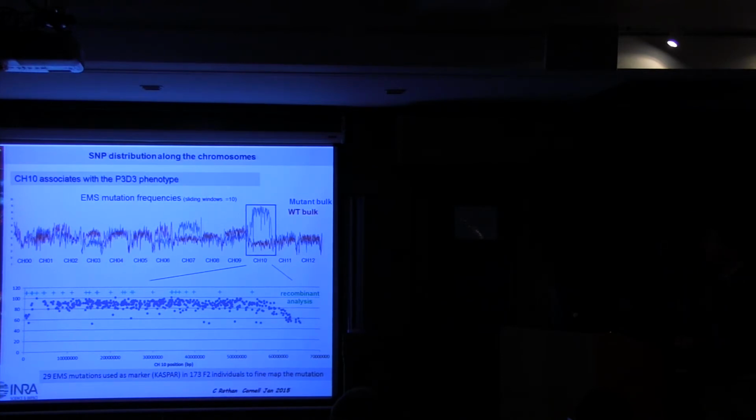And this is what we get after sequencing. We did whole genome sequencing, 30 to 40x coverage. These are the different chromosomes that do not carry the mutation. You can see the sliding windows for EMS mutations. You can see that the curves are almost at the same level in the case of the mutant and wild type bulk. But in the chromosome that carries the mutation, you have a clear and huge difference in these frequencies.